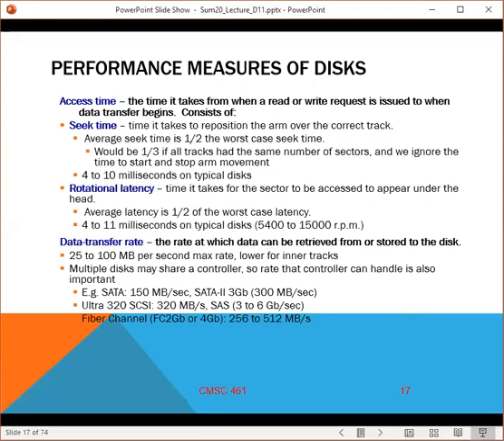And here we see some of the transfer times, seek times. Seek time is how long it takes to find a particular track and a sector on that track. Rotational latency is, once you're on the right track, how long does it take to get to a particular sector? And then the data transfer speed is how fast you can read the data on the disk and send it back to main memory.